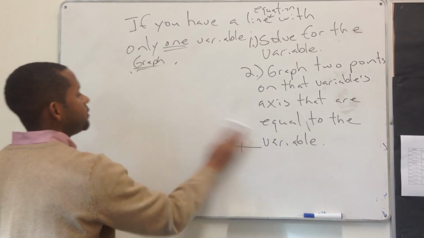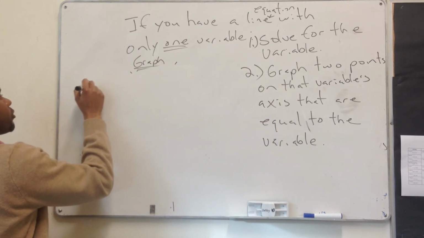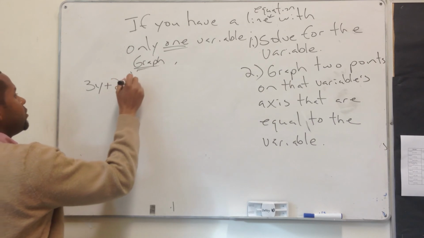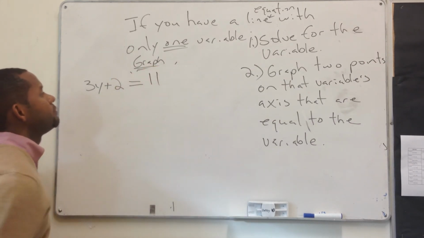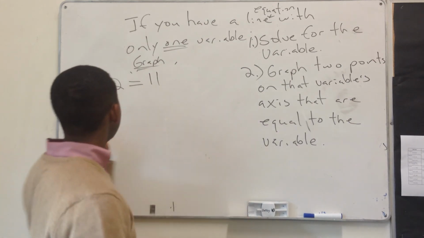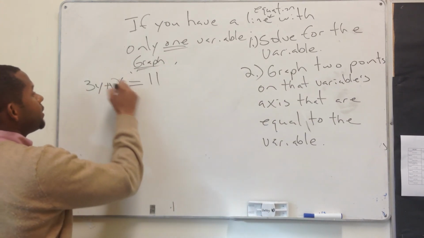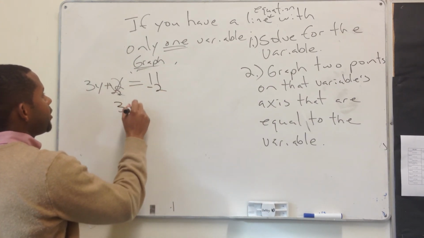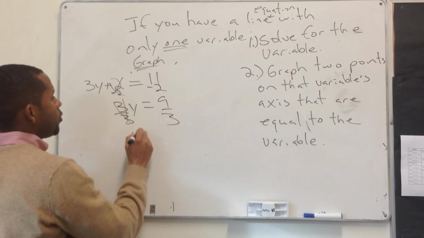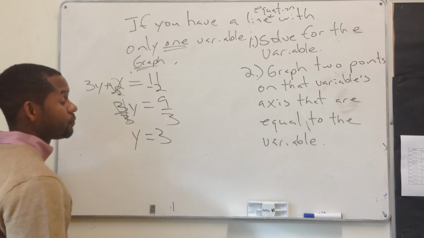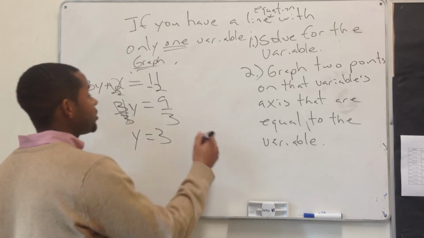Let's do another one. Next one says 3y plus 2 equals 11. Again, I only have one variable, y, so I'm going to solve for that variable. Minus 2, 3y equals 9. Divide by 3, divide by 3, y equals 3. So now I'm going to graph the equation of a line where y equals 3.